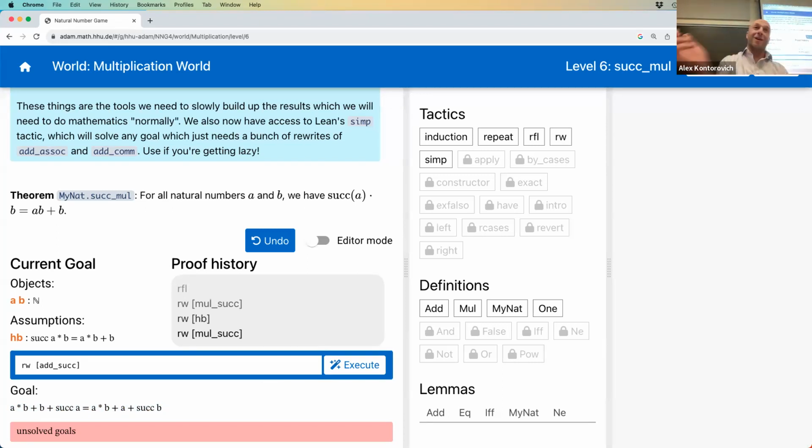Let's pull the succ all the way out, right? That's what you're saying? Like I'm just pulling the succs all the way out? I wanted to do this. Oh, you wanted to do associativity first?